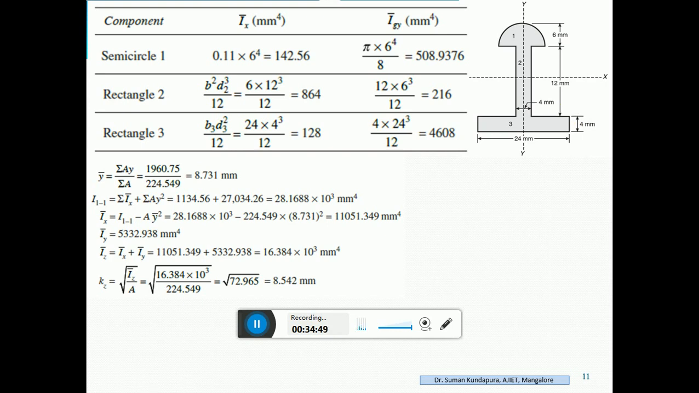bd cube by 12. The other one is IGY for the semicircle. IG1 centroid, a moment of inertia about this axis, that is pi r to the power 4 divided by 8. You'll get so much. For the semicircle, please check what is the moment of inertia from the derivation. It is pi r to the power 4 divided by 8. Next one is rectangle, D b cube by 12.